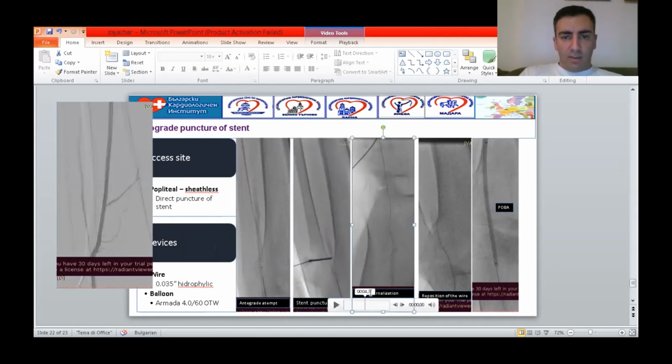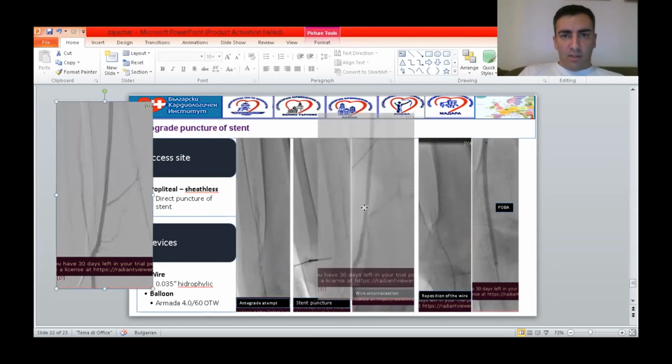After that, we made externalization of the wire. We have antegrade access and retrograde access. We finished the procedure with balloon dilatation, and this is the final result.